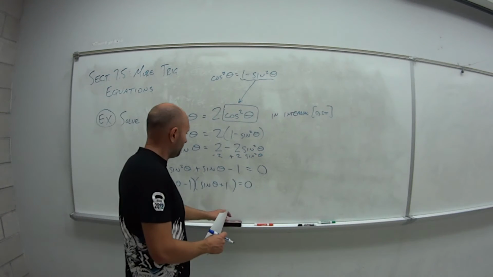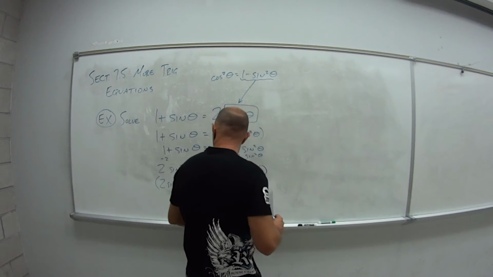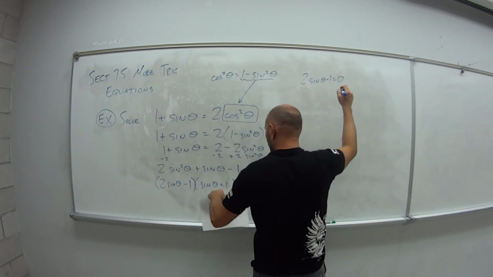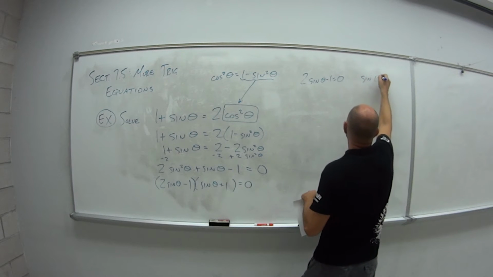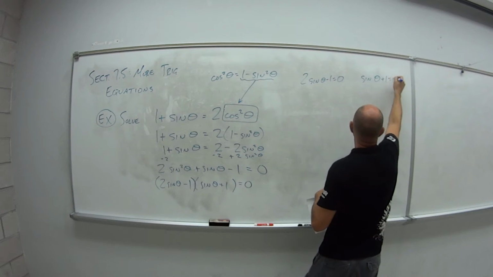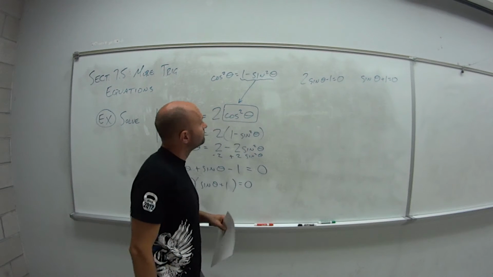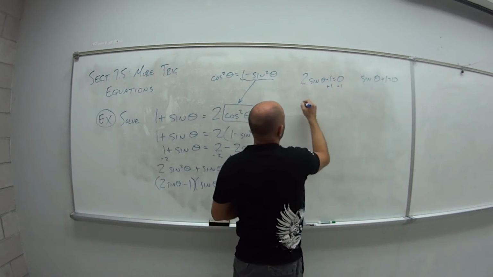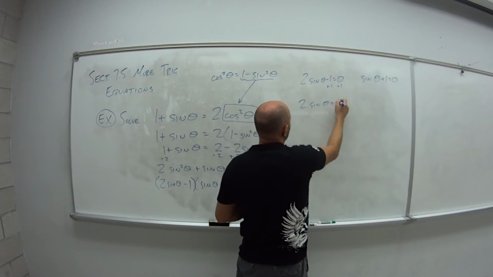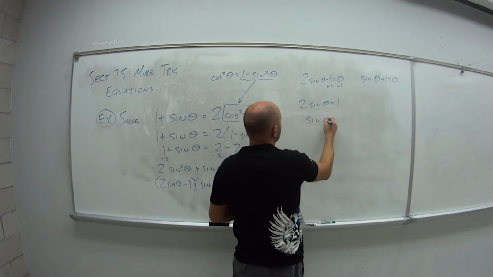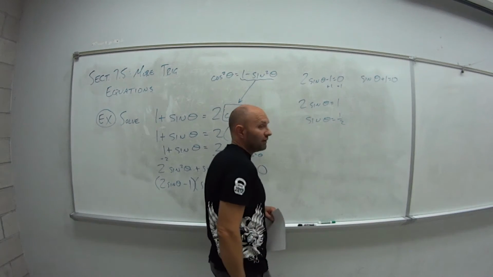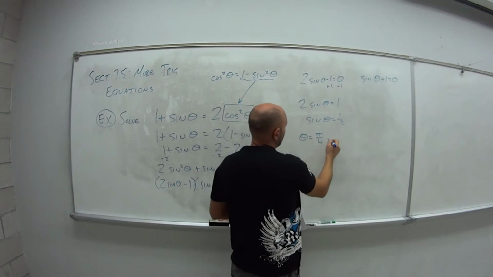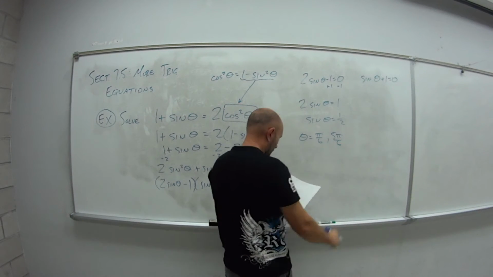Now if we solve each of these separately, we have 2 sine of theta minus 1 is 0 using the zero property rule, and sine of theta plus 1 equals 0. Move the 1 over, we get 2 sine of theta equals 1. So sine of theta is 1/2, and we've seen this a few times already. That means theta is pi over 6, or 5 pi over 6.